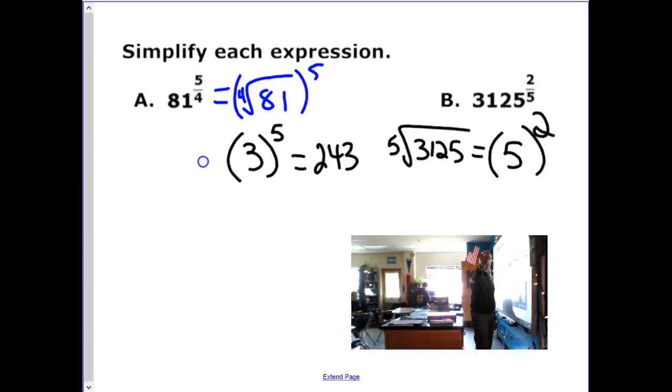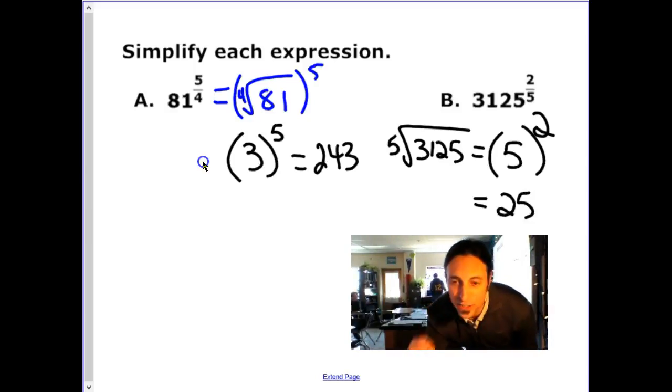Mr. Walker, 5 to the 2nd power? 5 to the 2nd power is 25, isn't it? 25. English teacher! Even English teachers nailed it! Can do it. It is.